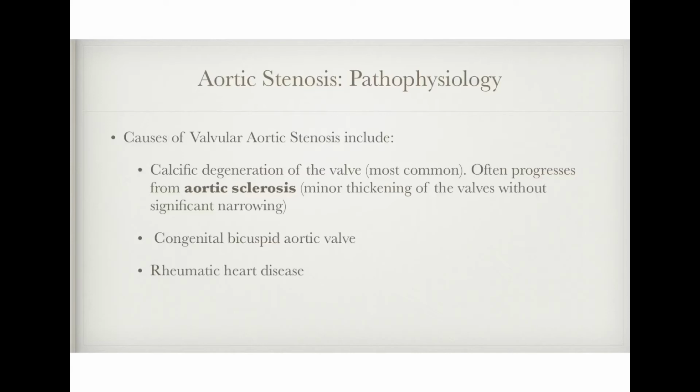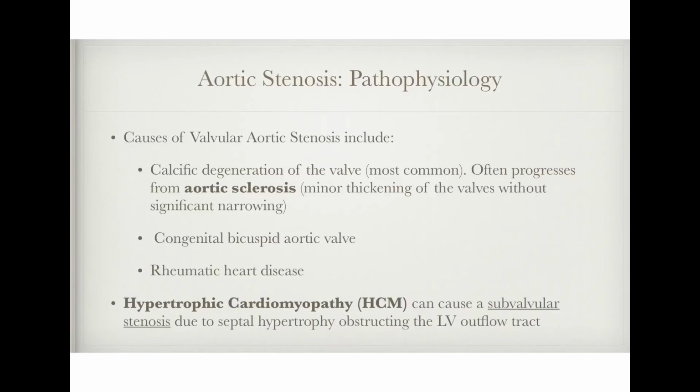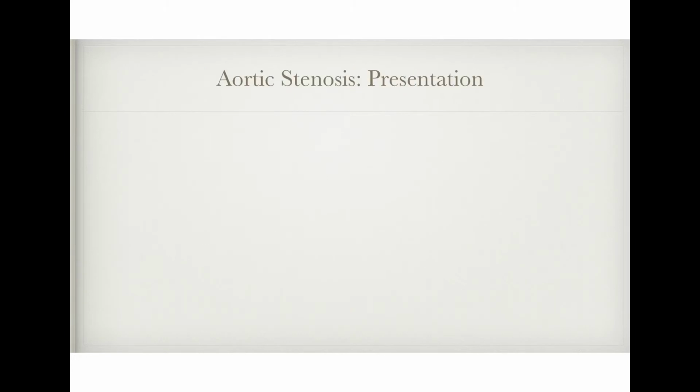In addition to these direct valvular causes of aortic stenosis, there's a condition called hypertrophic cardiomyopathy, which can cause a subvalvular stenosis as a result of asymmetric septal hypertrophy obstructing the left ventricular outflow tract. And how would we recognize a patient in aortic stenosis?